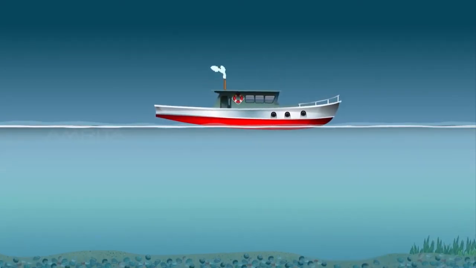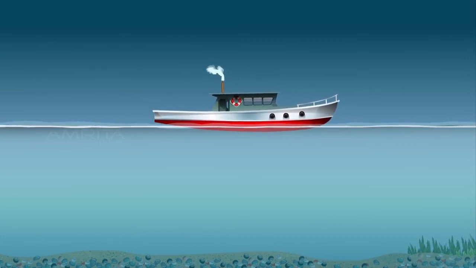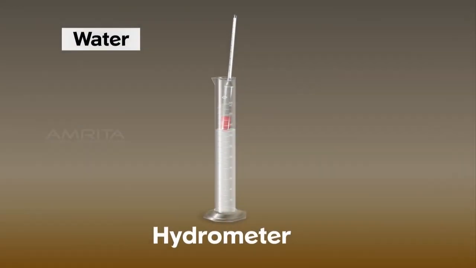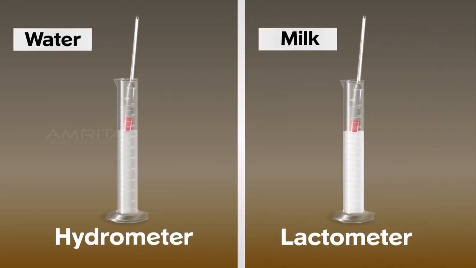Certain technologies today work based on the Archimedes principle. To name a few, the designing of ships and submarines, hydrometers used to find the specific gravity of liquids, and lactometers used to determine the purity of milk.